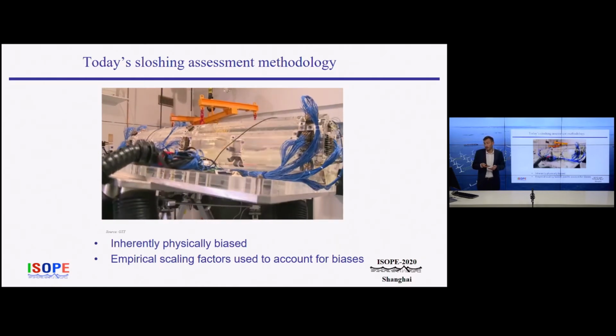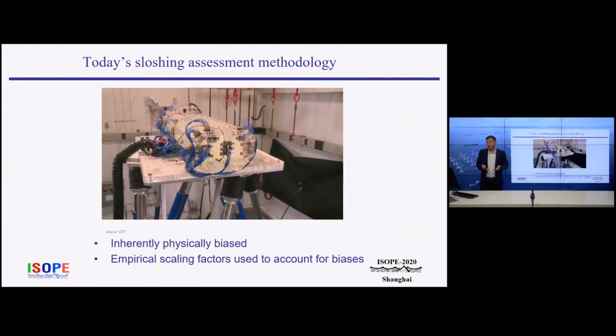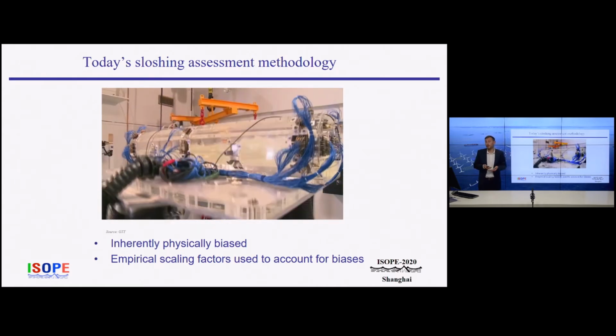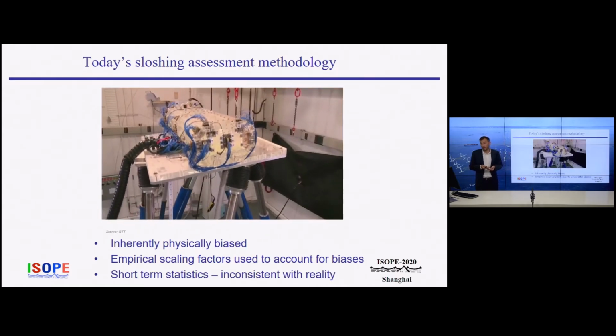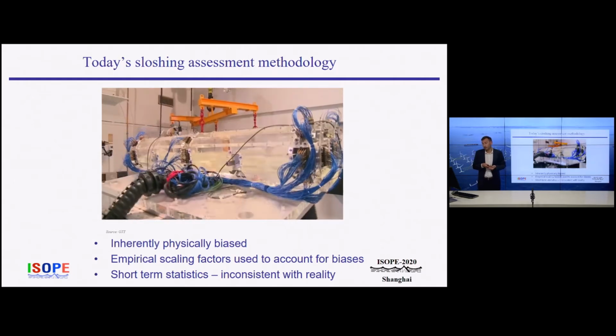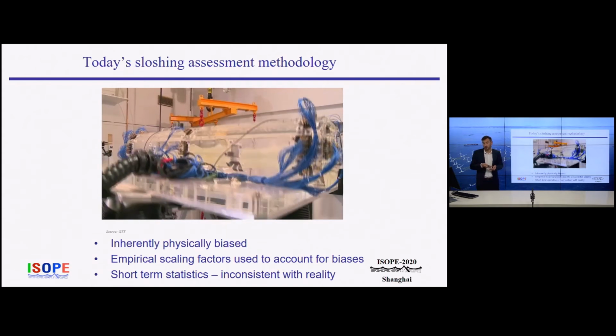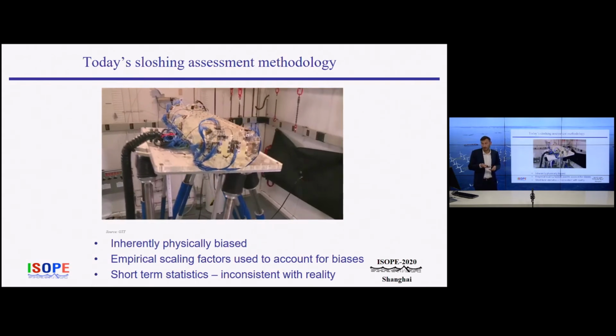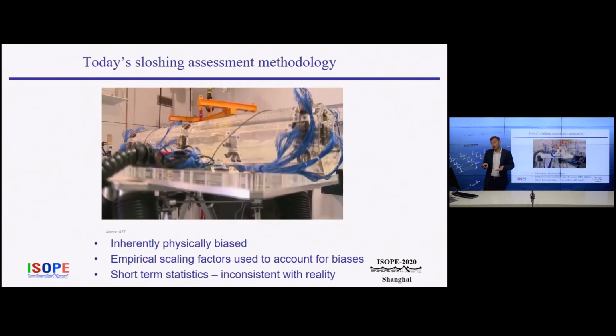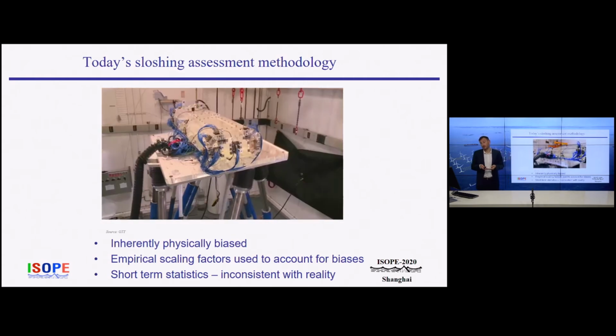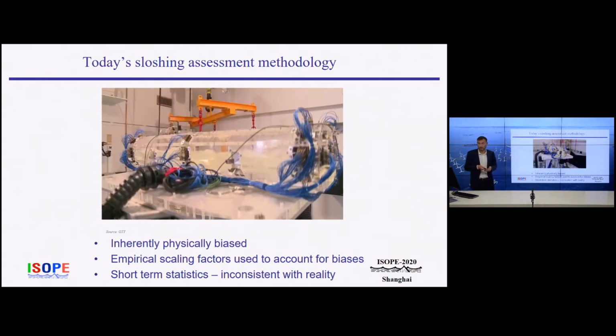The reason this is done is because the sloshing impact physics is simply not well understood. And further, the onboard measurements show that long-term statistics drawn by the methodology is conservative, which is good news, but then the short-term statistics is inconsistent with reality, which is bad news.